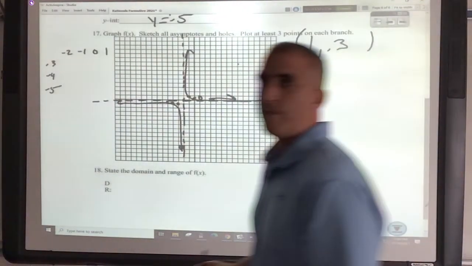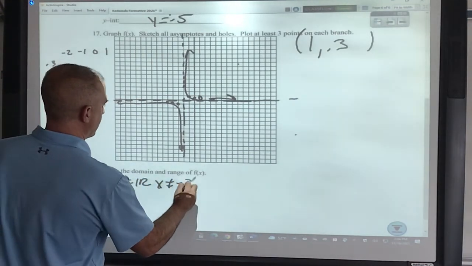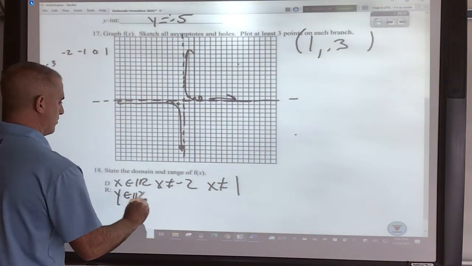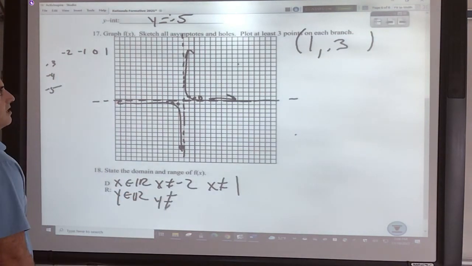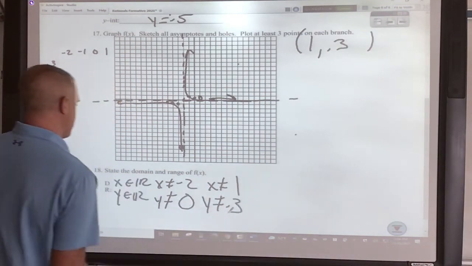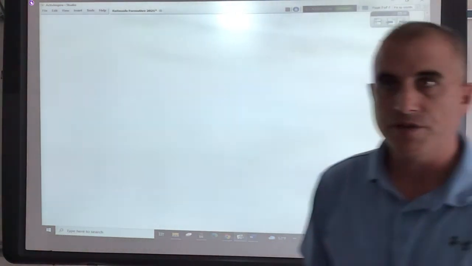So for my domain, x is an element of all real numbers such that x can't be -2. Also, x couldn't be 1. Y couldn't be 0, and also y can't be 0.3. And so that is a review on how to do the graphing rationals.